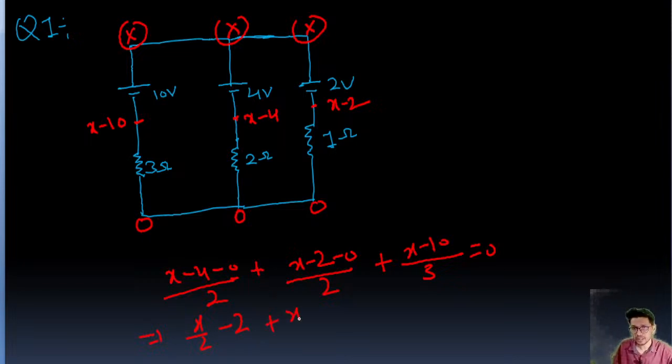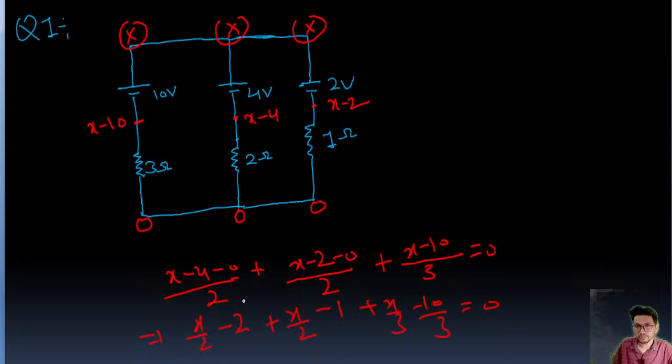This one plus x by 2 minus 1, minus 1 plus x by 3 minus 10 by 3 equal to 0. Okay, so now we'll solve it. So this equation is going to be, we solve it. So this is going to be x by 2 plus x by 3 plus x minus 4.